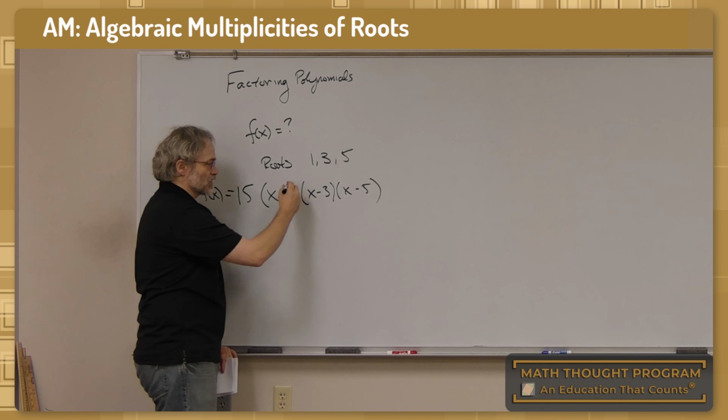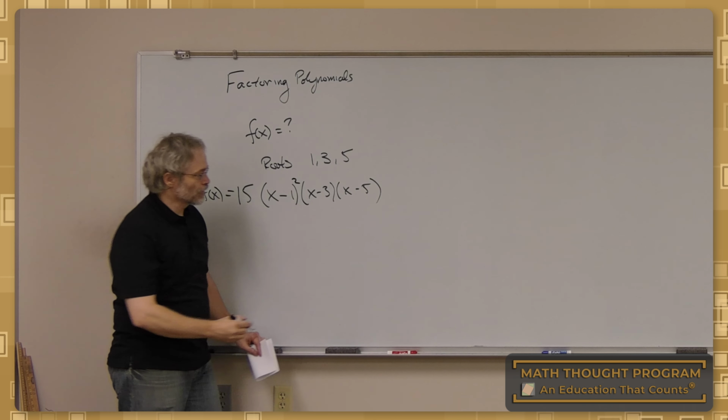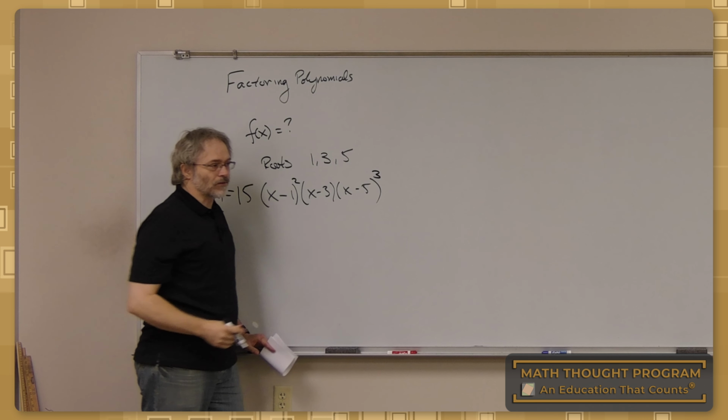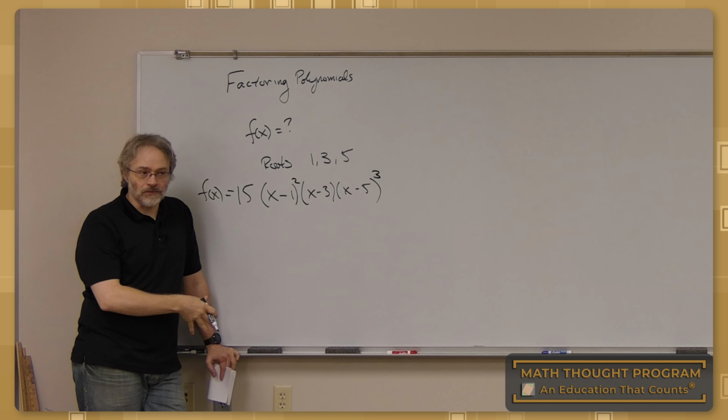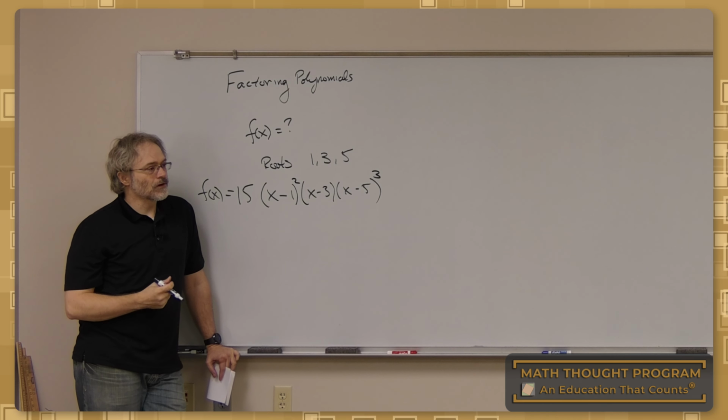You know, I can pick another one, such as put a square right there, and I can put a cube right there. And whenever I drop in 1, 3, and 5, it's still going to be a root, and it's still going to churn out.